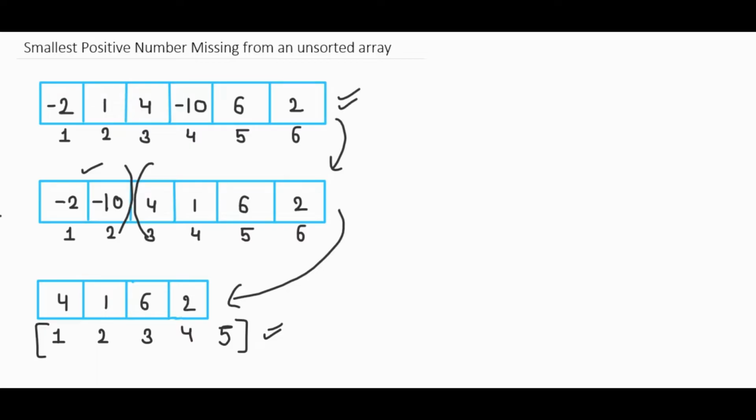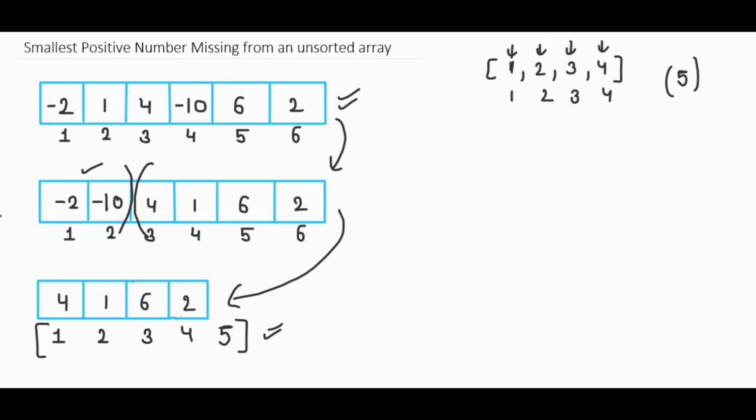So let's take the first example, which is the array consisting of 1, 2, 3 and 4. These 4 elements. So their indexes will be 1, 2, 3 and 4. So the answer for this will be 5. How? 1 is present, 2 is present, 3 is present, 4 is present.